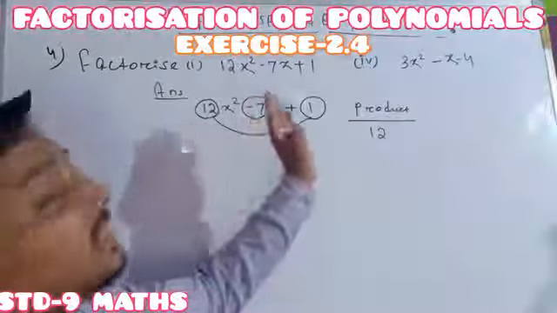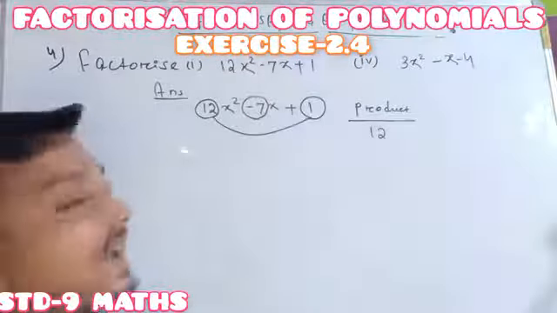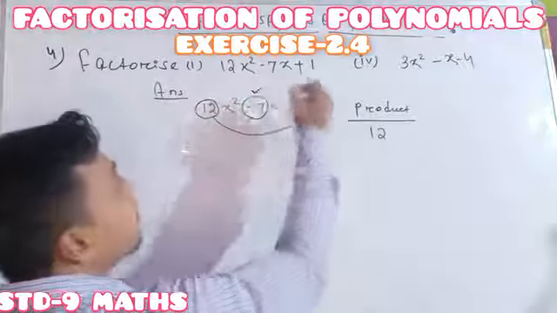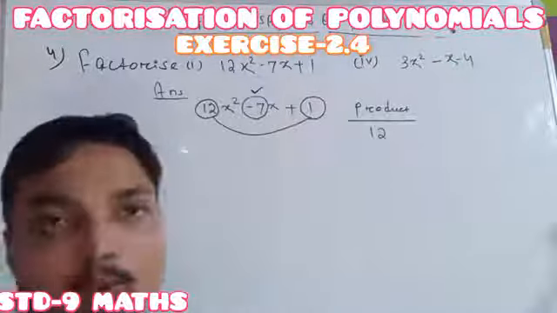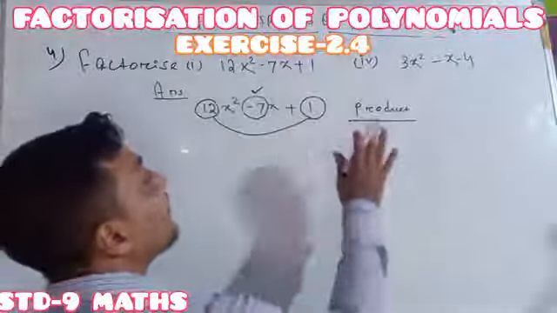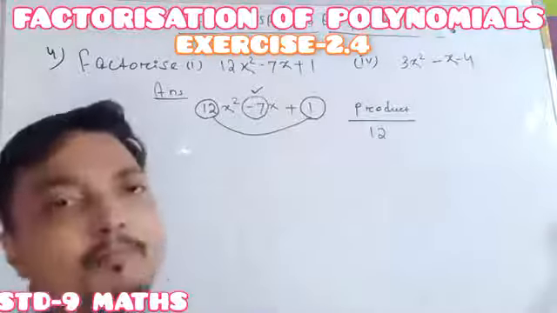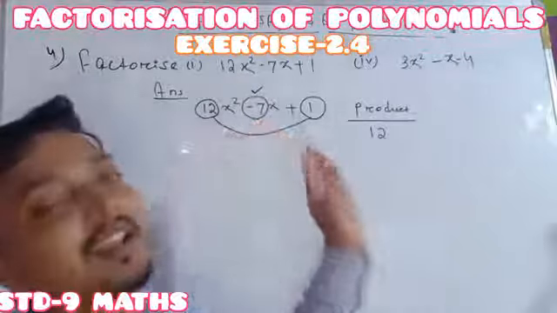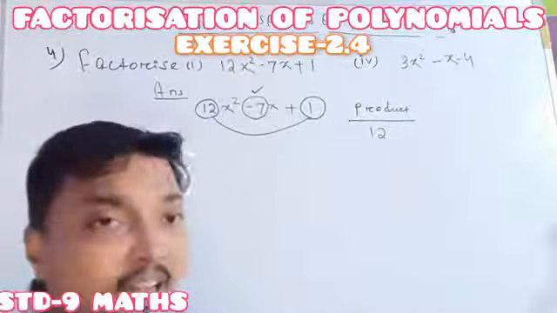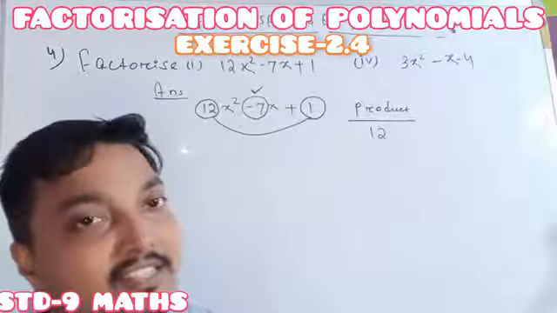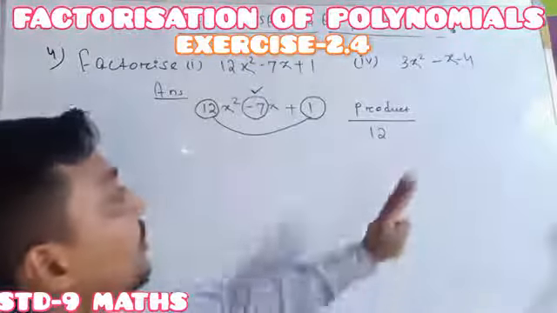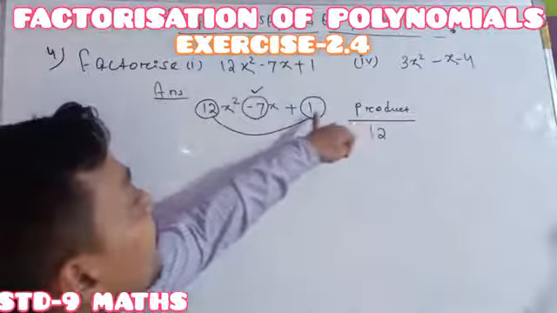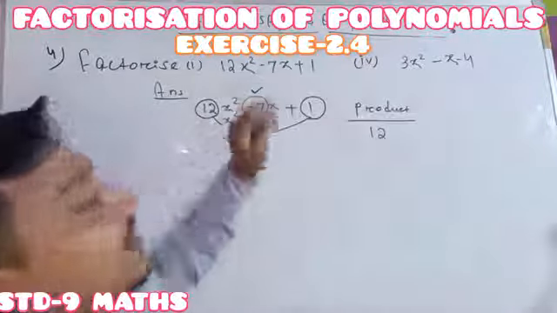You split the minus 7 into a sum of two numbers whose product will be 12. Here you just have to remember only one formula. The middle term you have to split in such a way that the product of the two numbers will be the product of the last constant and the coefficient of x square.